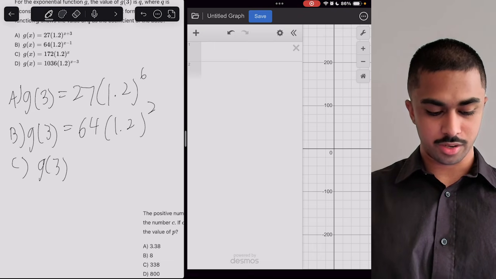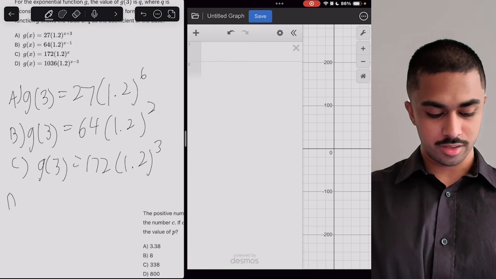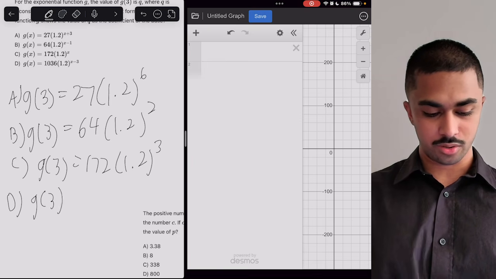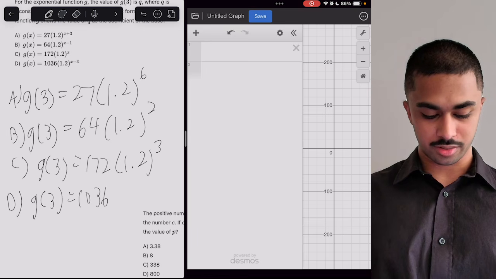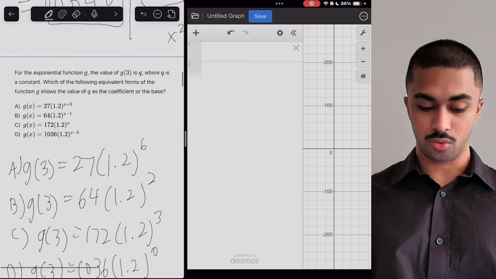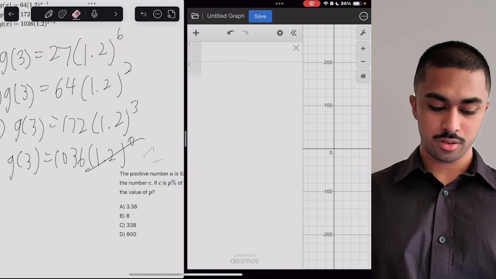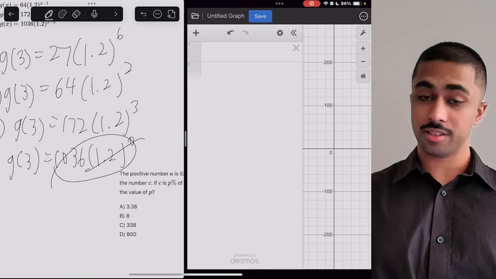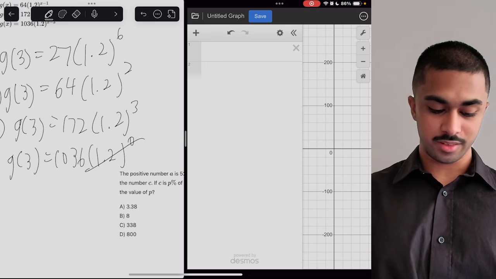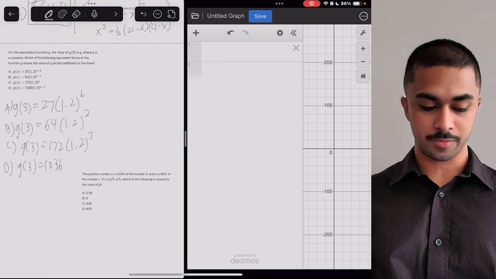G of 3 equals 172 times 1.2 to the power 3. D is g of 3 equals 1036 times 1.2 to the power 0. 3 minus 3 is 0, meaning this turns into 1. This entire thing does not turn into 1, only this. Anything to the power 0 is 1. So this is really 1036 times 1, which is 1036.